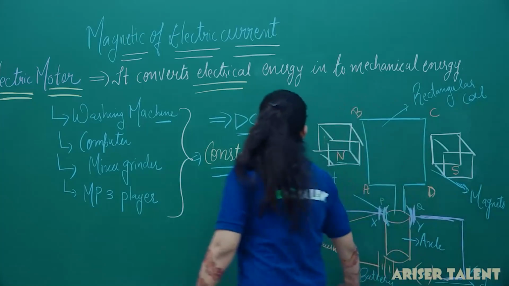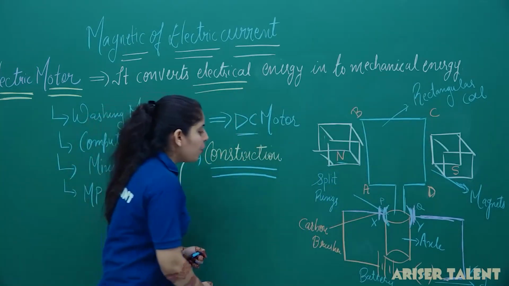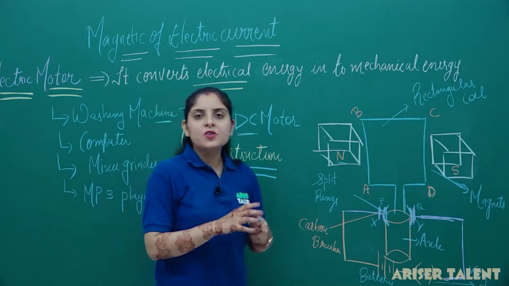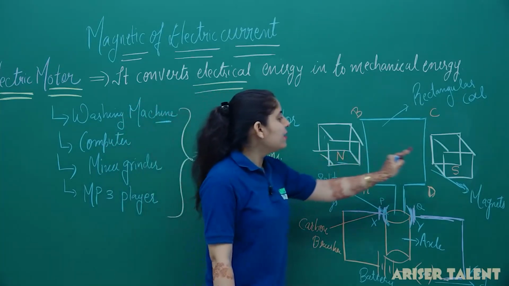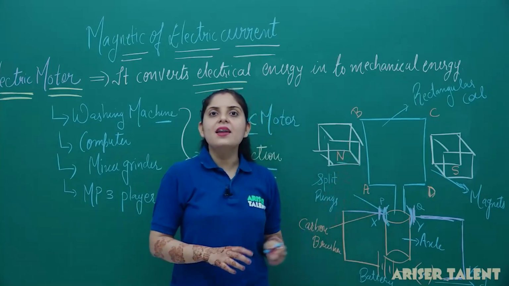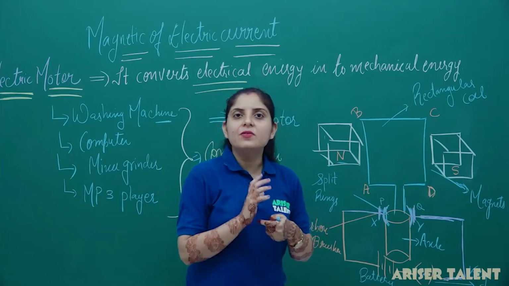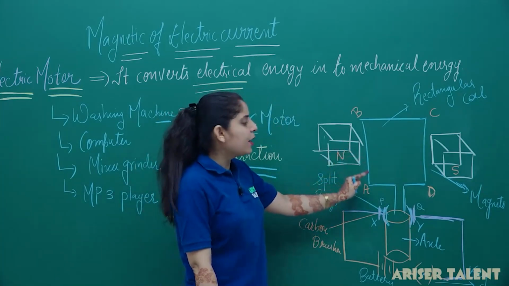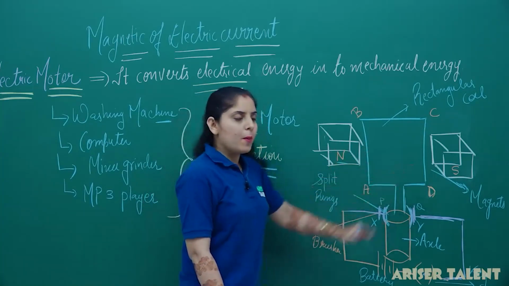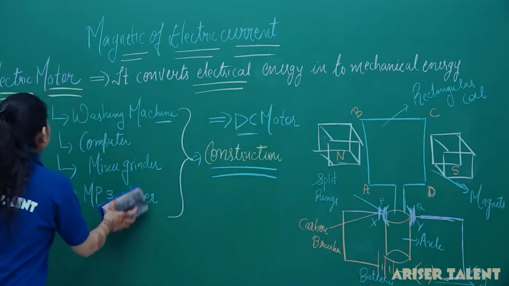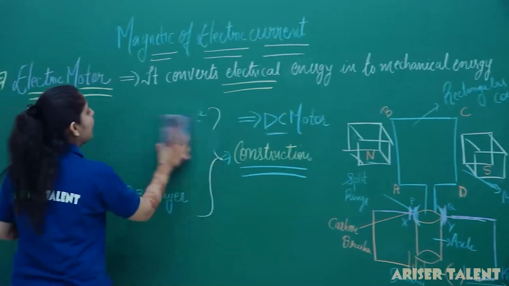So these are the components we are using in the electric motor, and we will deal with all these components one by one now. So firstly, we have taken the two magnets here. These are actually the strong electromagnets we are taking in the device, and a rectangular coil ABCD is placed between these two electromagnets. Firstly, let's see what are the components of the electric motor here.